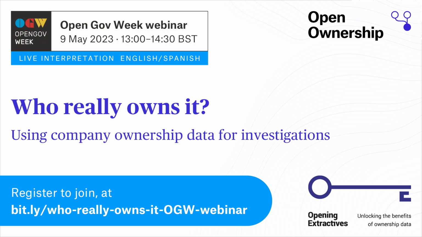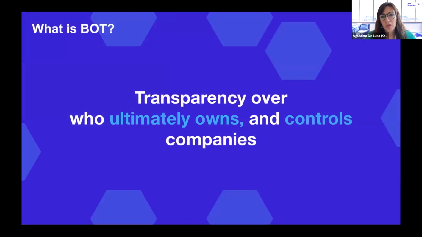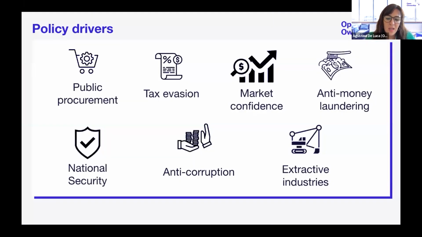Why do we think beneficial ownership transparency is important? Mainly because we want to know who are the natural persons, the physical persons at the end of an ownership chain. We want to know who ultimately owns or controls a company. And this ownership can have different policy drivers.